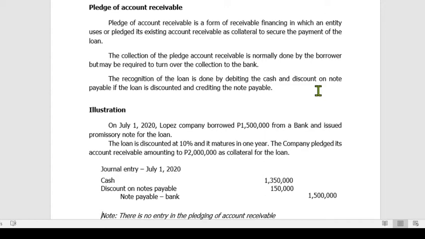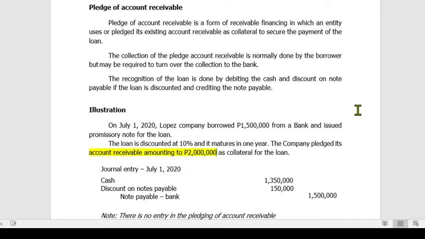Bakit? Look at the illustration. Sabi dyan, on July 1, Lopez borrowed 1,500,000 from a bank and issued promissory note for the loan. The loan is discounted at 10% and it matures in 1 year. The company pledges accounts receivable amounting to 2 million as a collateral for the loan. So, ang sinasabi dito, pinledge niya yung 2 million of its accounts receivable bilang collateral for the loan. So, this is pledging. This is general because hindi naka-specify kung kaninong receivable ba ang pinledge mo.